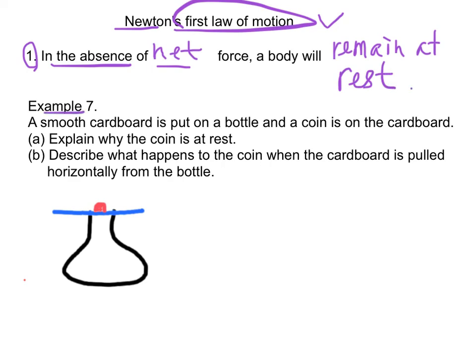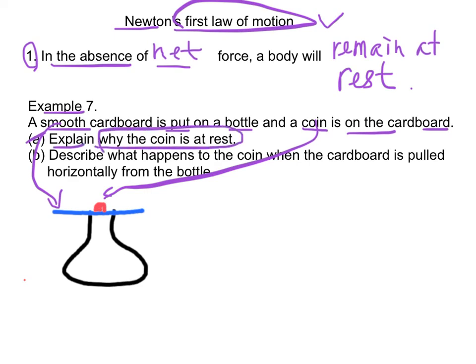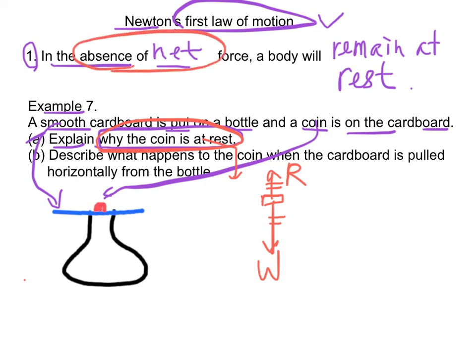Example 7. A smooth cardboard is put on a bottle and a coin is on the cardboard. Part A. Explain why the coin is at rest. The coin is at rest because the weight of the coin is balanced by the reaction force acting on it by the cardboard. Therefore, there is no net force acting on it. Therefore, it remains at rest.